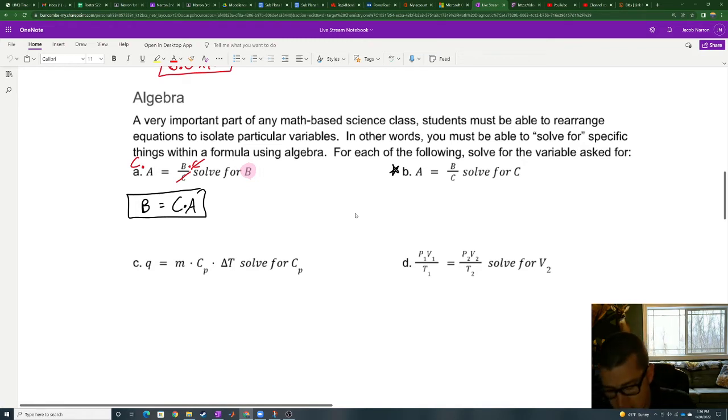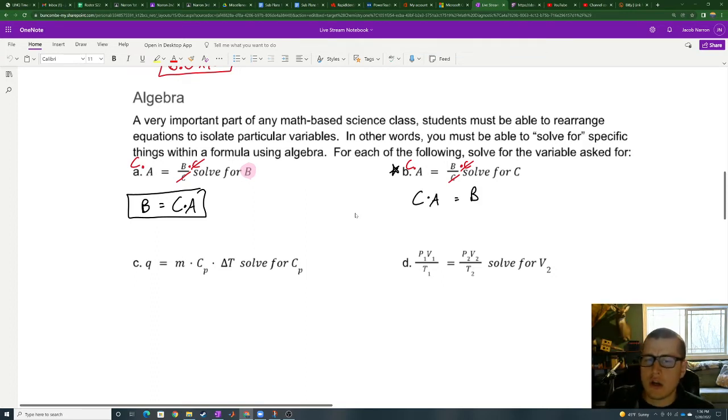So let's look at B. I want to get C by itself. And in fact, what I want to do first, because I don't like having that C in the denominator, I want to get it out of the denominator. So watch this. I'm going to multiply C out. Kind of like what I just did a moment ago. But the reason I'm doing that is now, look, I have C times A equals B. And you might say, well, Mr. Nairn, that doesn't work. You're trying to get C by itself.